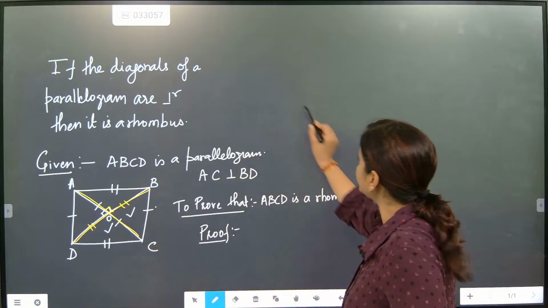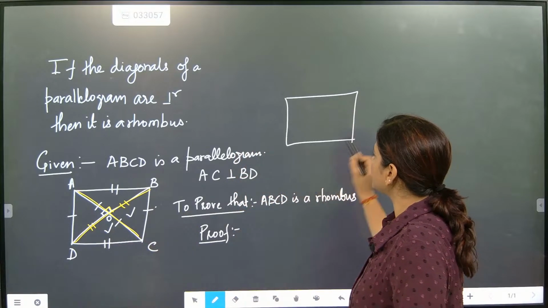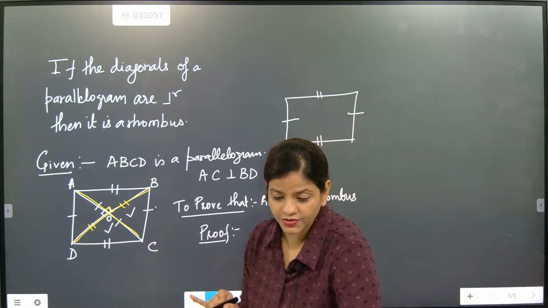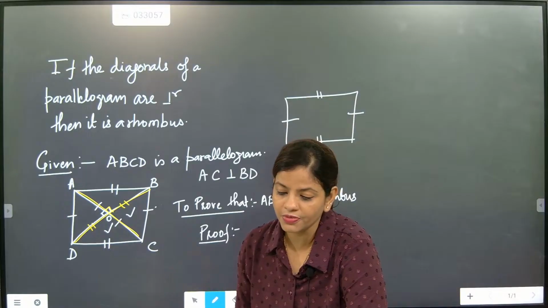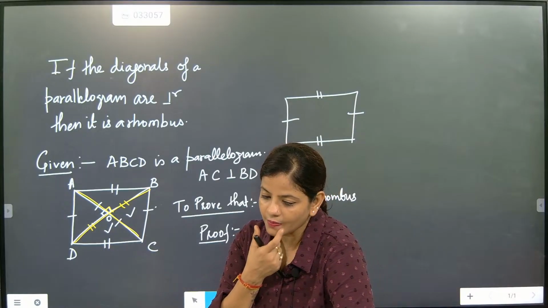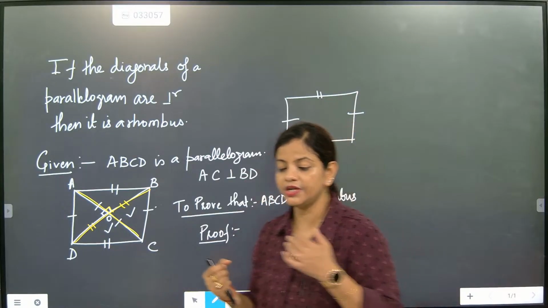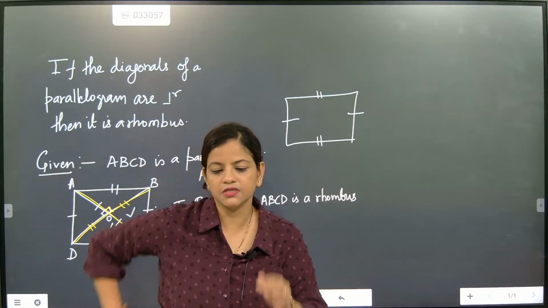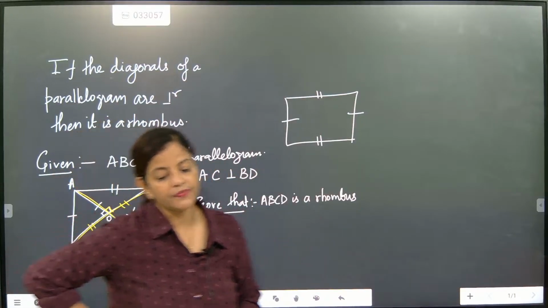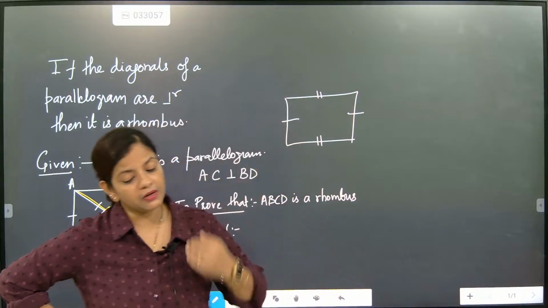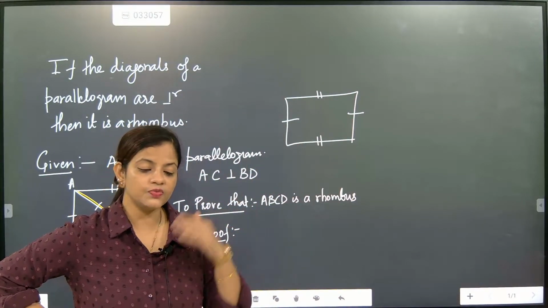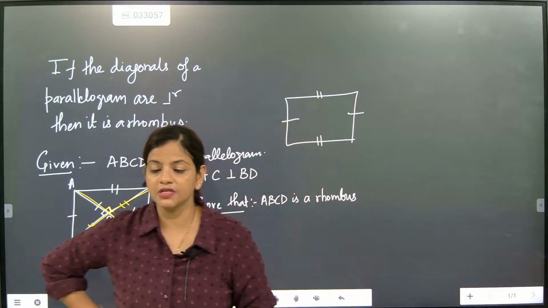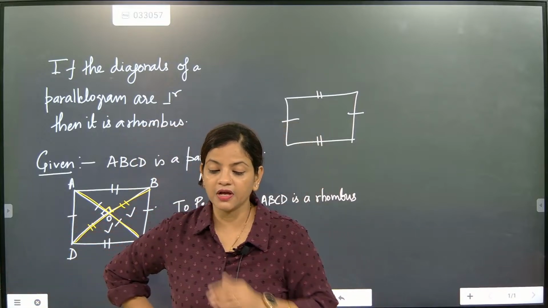See, opposite sides are already equal, but that is not the catch for us. To prove that it is a rhombus, beta, you need to understand that a parallelogram can become a rhombus. This is one thing you must remember. A parallelogram can become a rhombus if all the sides become equal.